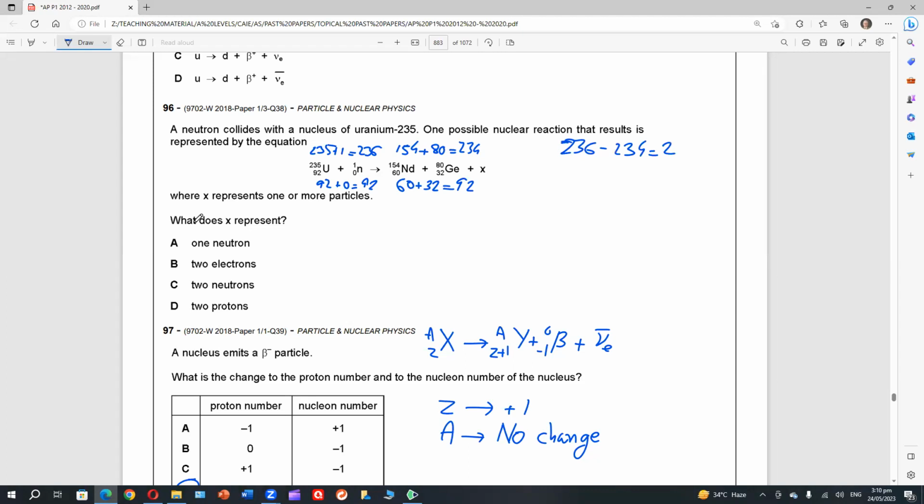So the charge is 0 and the mass number total should be 2. What do you think if the charge is 0? It should be a neutron. There are two options for neutron, and it will be option A, because I need to get a total of 2.